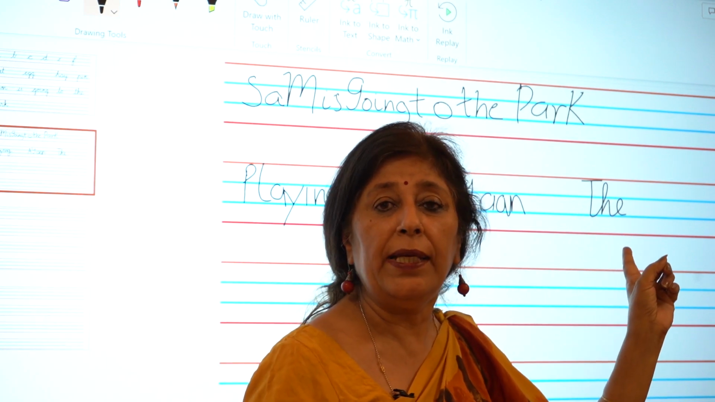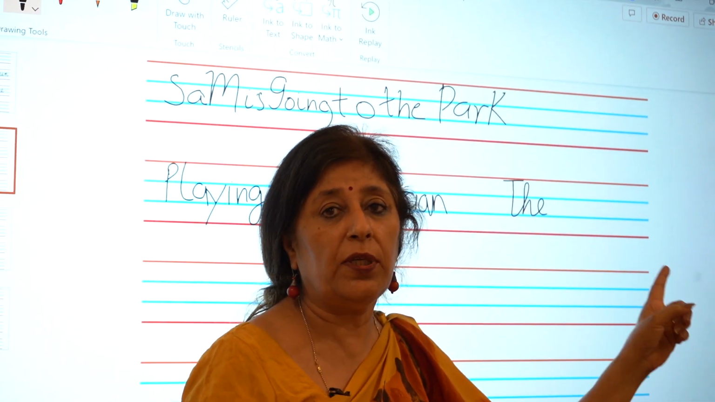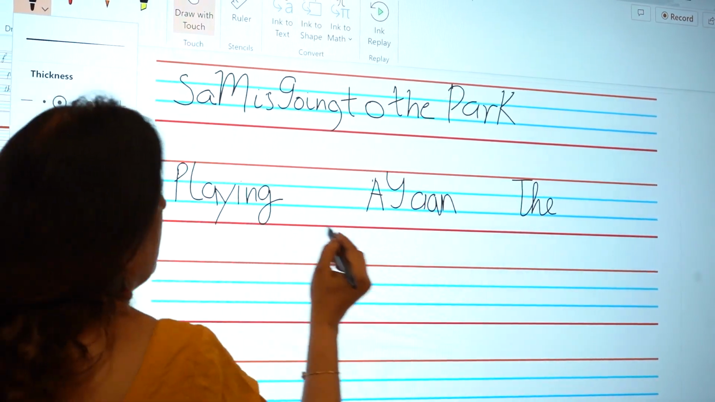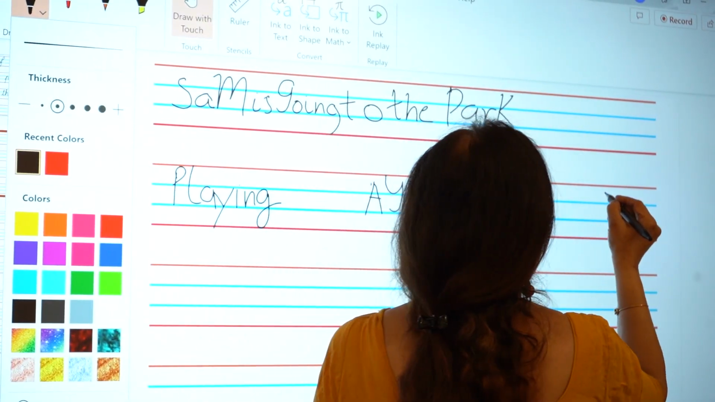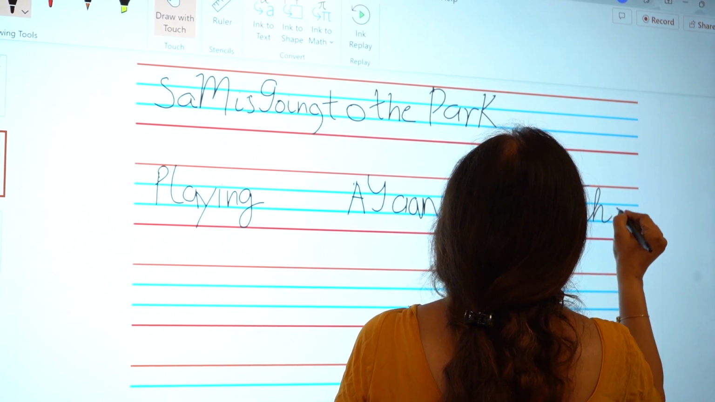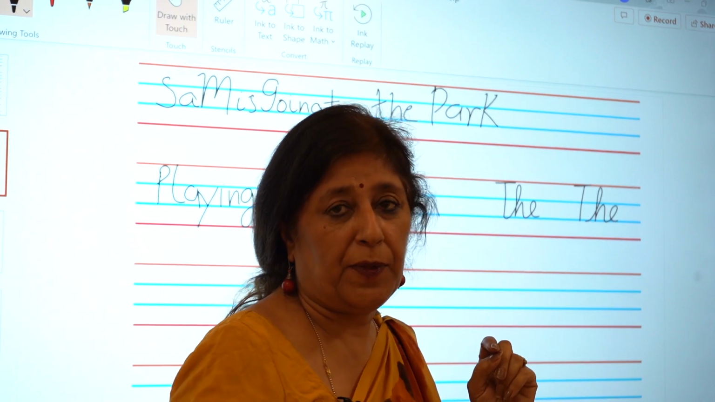Another fault is when you write certain letters, you don't join it to the next letter in the cursive writing. So the T will not be joined, it has to be separate. You have to leave a gap.